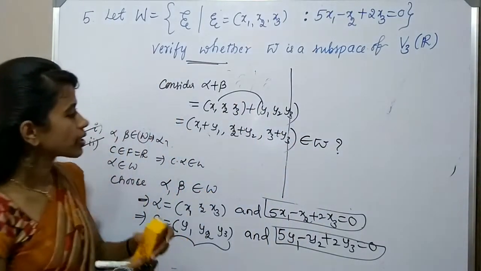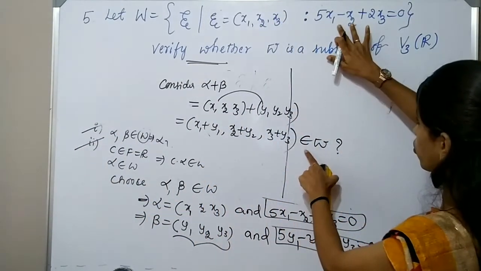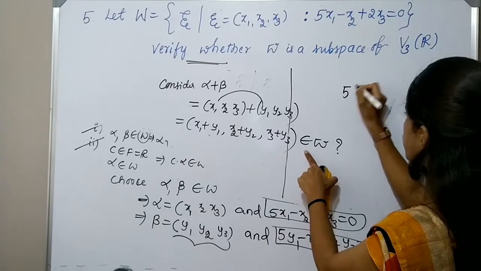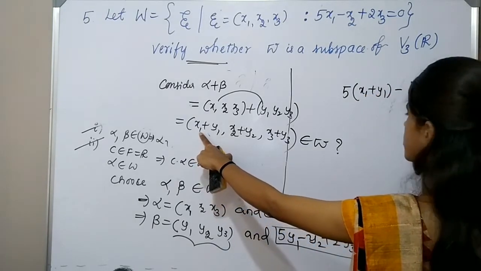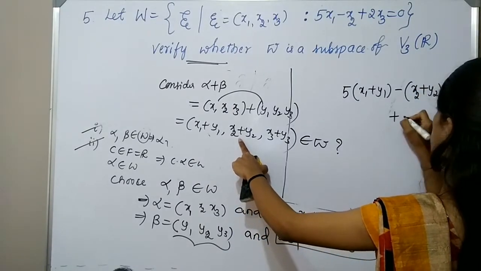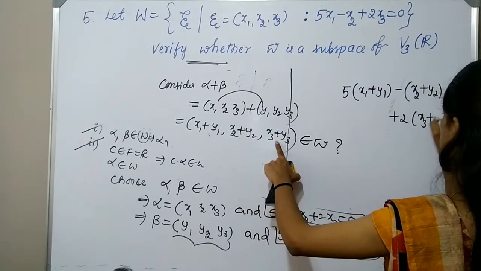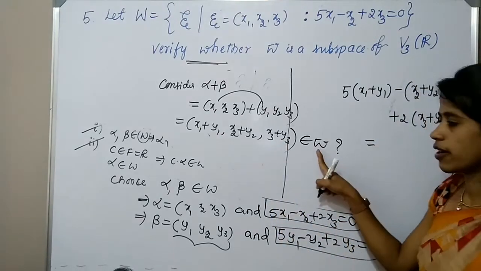To be in W, what is the condition? It must be a triplet. So it is clearly a triplet. And what is one more condition? 5 into the first coordinate. What is the first coordinate? X1 plus Y1. Minus the second coordinate. What is that second coordinate? X2 plus Y2. And plus 2 into the third coordinate, X3 plus Y3. Is it equal to 0? If it is 0, then it clearly belongs to W.